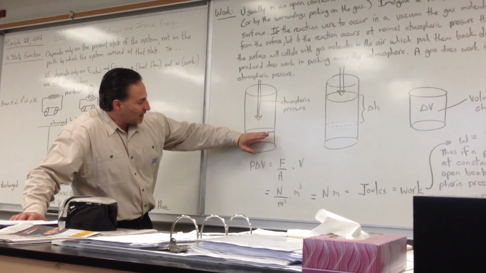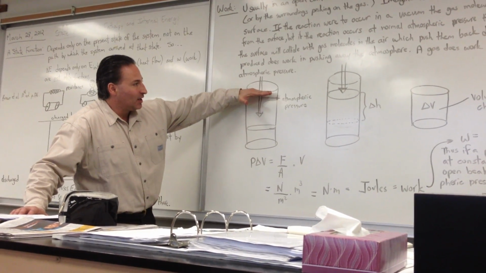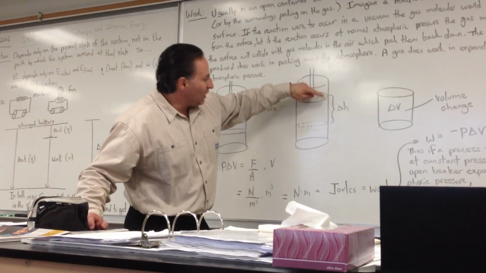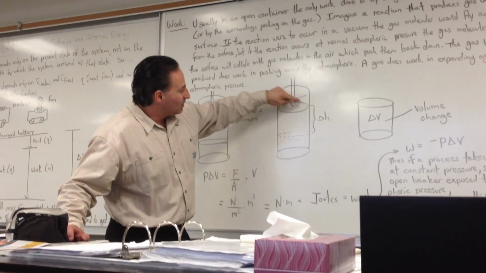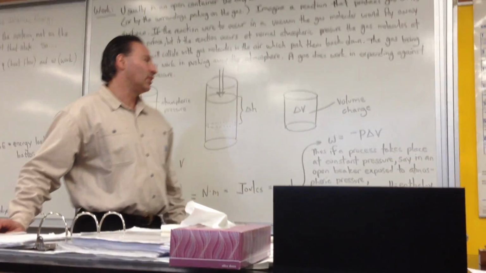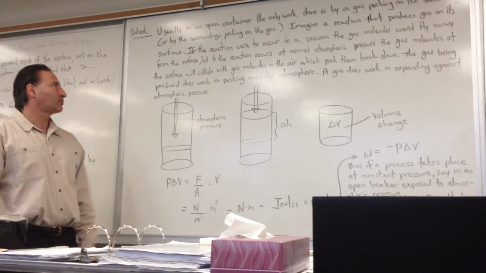So we can imagine a reaction where gases are being produced and the gas is pushing back the atmosphere until it reaches a height h, and that height delta h multiplied by the area of the surface that it has pushed away is equal to the volume change of the reaction. So this is where we get P delta V.